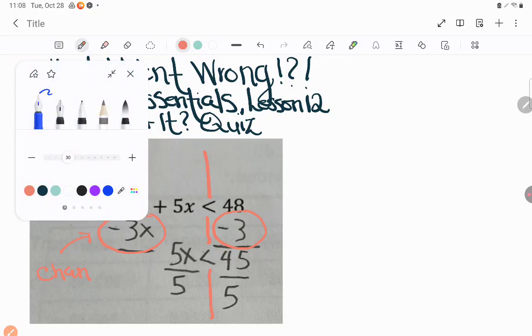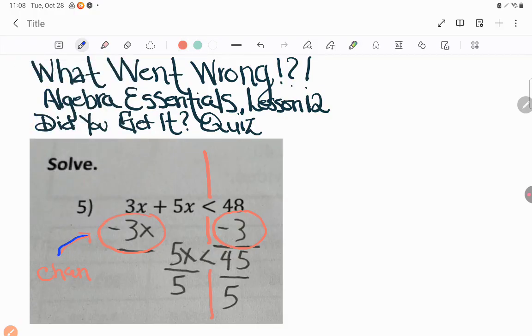Let me change colors. That's a little hard to read. You changed the relationship between the two sides, and so you basically broke algebra. So first step, remember, whatever change you're making, it has to be exactly the same on both sides, not kind of the same. That being said, though, that's not where I would have started.